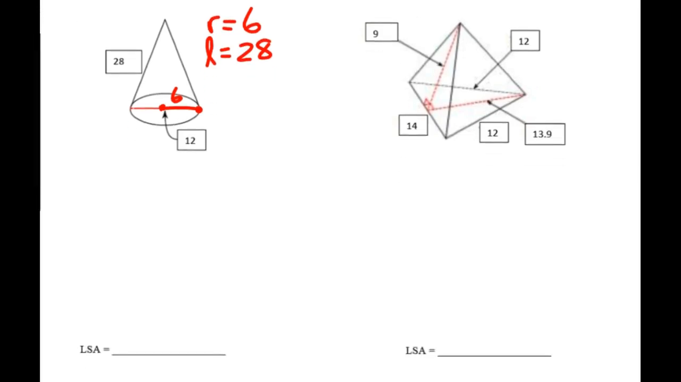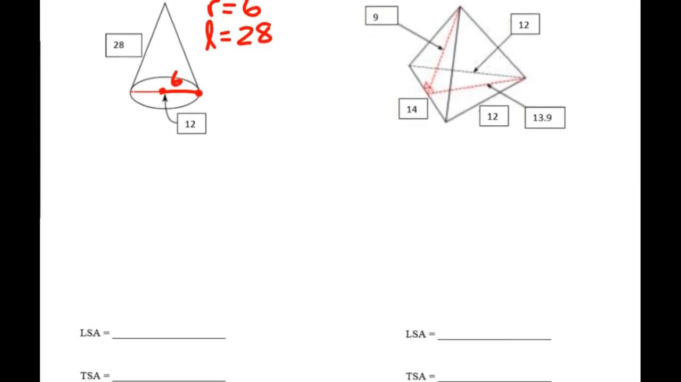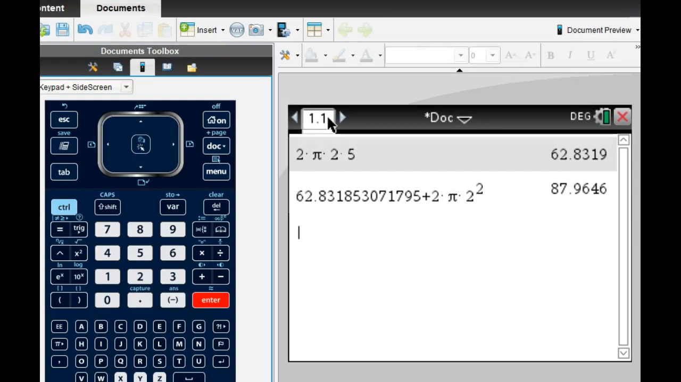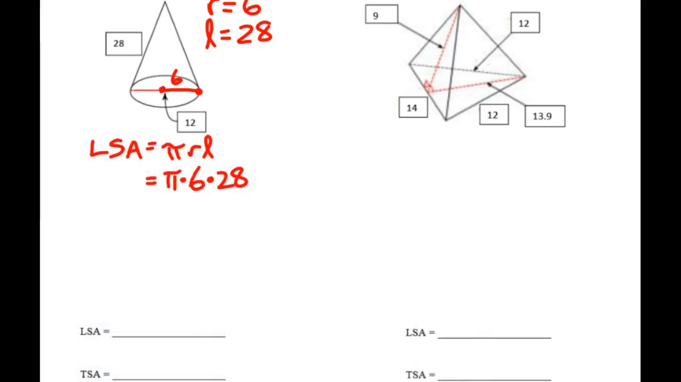If I'm trying to figure out lateral surface area, LSA equals pi RL, which is pi times 6 times 28. So what is pi times 6 times 28? 527.79. And that would be units squared.